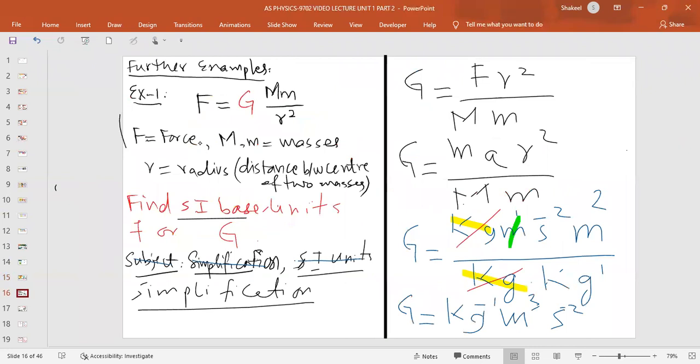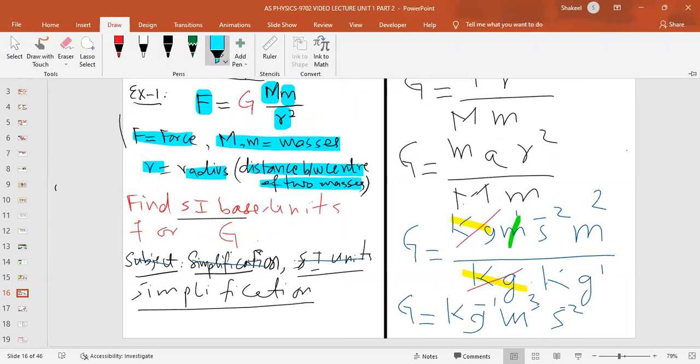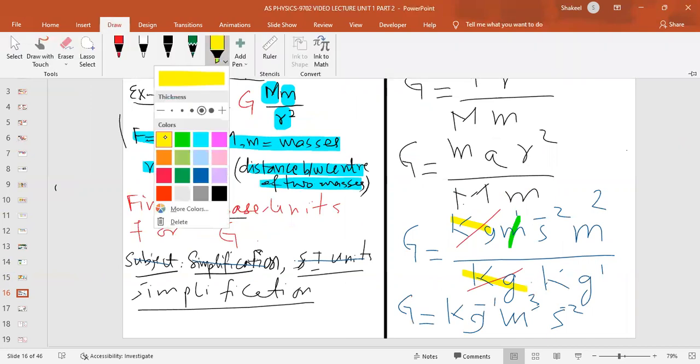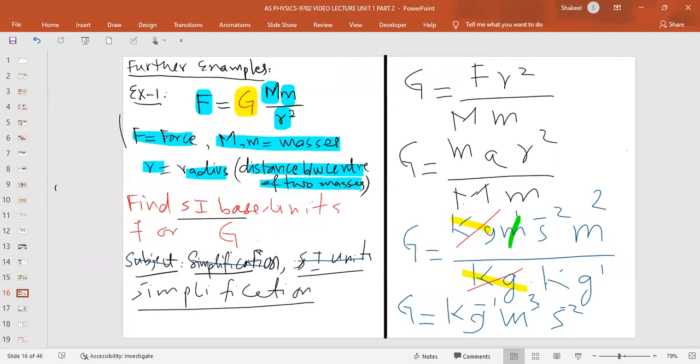Okay, let me tell you some further examples in this regard. Suppose this is the equation F equals G capital M small m over R square, where F is the force, capital M and small m are the masses, and R is the radius or distance between the centers of the 2 masses. What you have to do is find the unit of G, so find the SI base units of G. The first step is making G the subject. So look, you have made G the subject, which is FR square over capital M into small m.